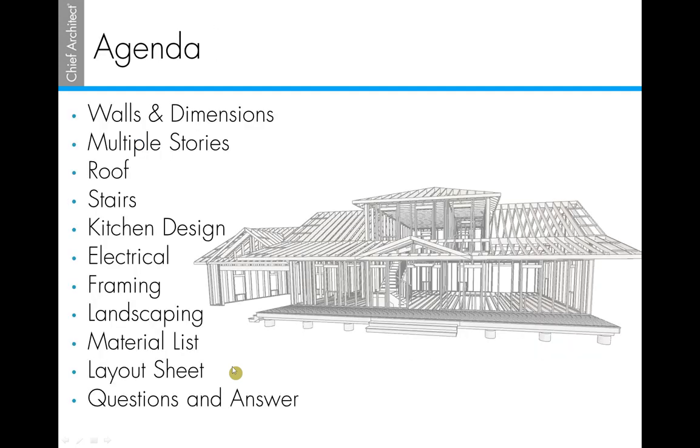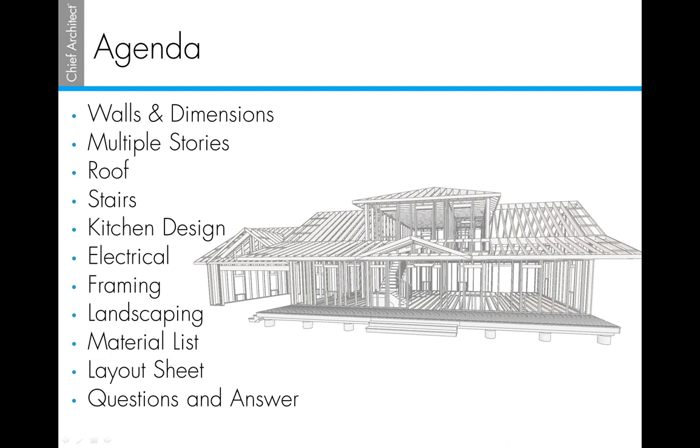So let's go ahead and talk about what we'll be going over today. I'm going to begin by drawing out the walls and dimensions. We're going to create multiple stories, design a roof system, create stairs. We'll go over a kitchen design, the electrical, we'll add in framing. We'll also review our landscaping tools, generate a material list, and then we'll finish it off by creating a layout sheet in Home Designer Professional. And then we'll have time for any questions or answers at the end of the demonstration.